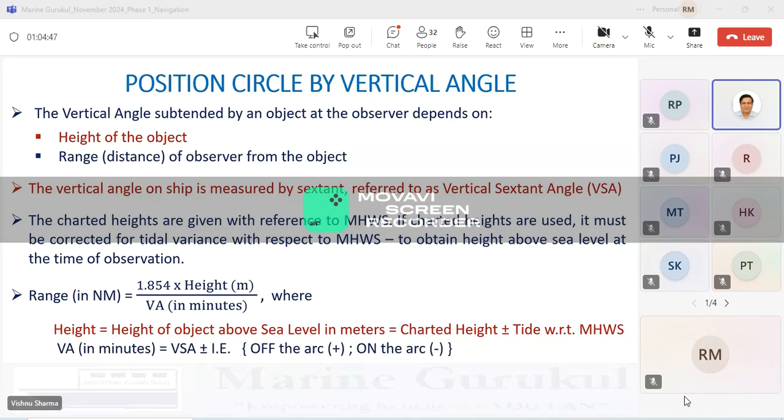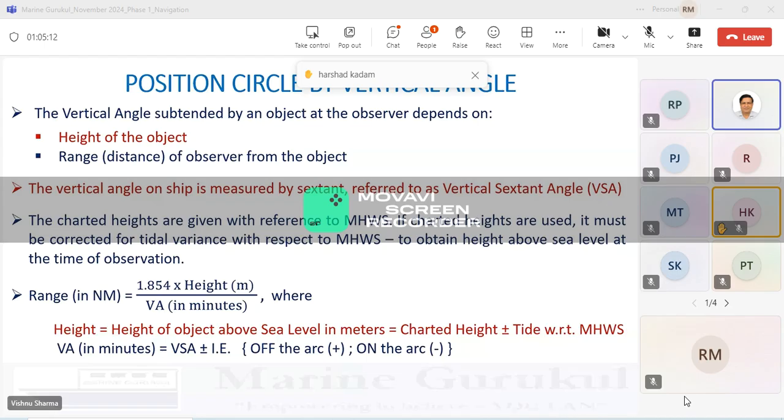Vertical angle is equal to vertical sextant angle plus or minus index error. If it is off the arc, it is plus. If it is on the arc, it is minus. And with this, we are good to see an example and draw our position circle by vertical angle.